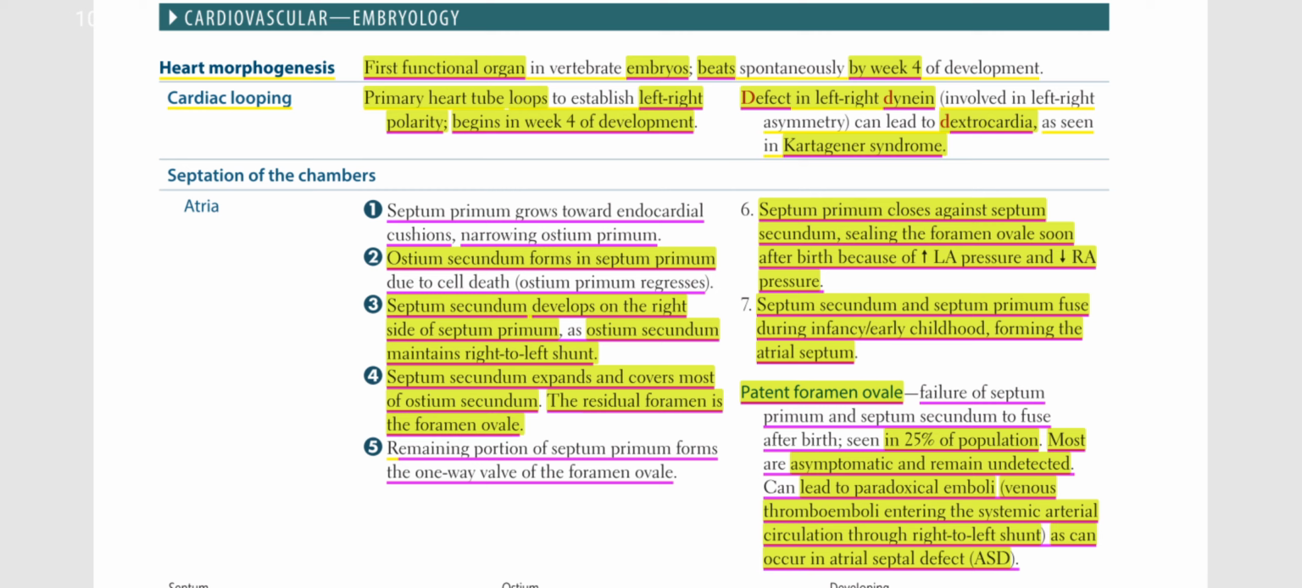Patent foramen ovale is the failure of the septum primum and septum secundum to fuse after birth, seen in 25% of the population. Most cases are asymptomatic and remain undetected. It can lead to paradoxical emboli, where venous thromboemboli enter the systemic arterial circulation through a right-to-left shunt, as can occur in ASD.